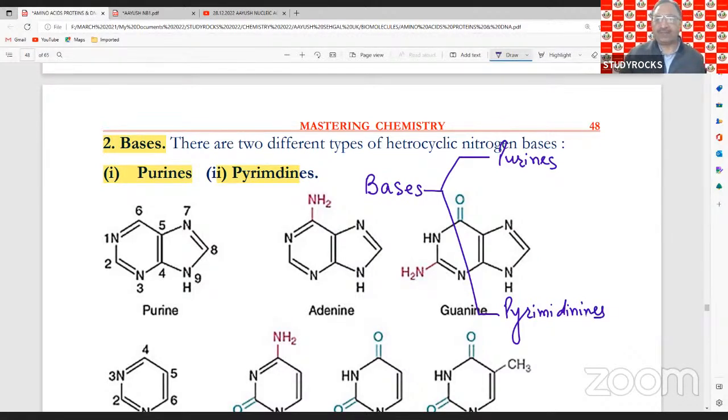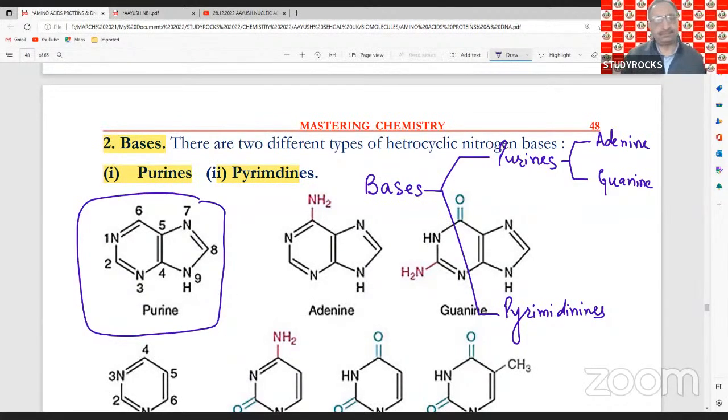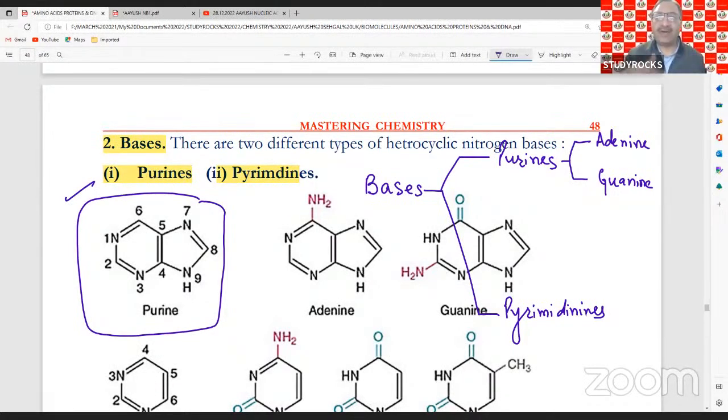Now, purines are of two types: adenine and guanine. This is otherwise the basic purine structure. I have just marked it up. Need not cram. They are just like furanose and pyranose, similarly basic purine and basic pyrimidine.